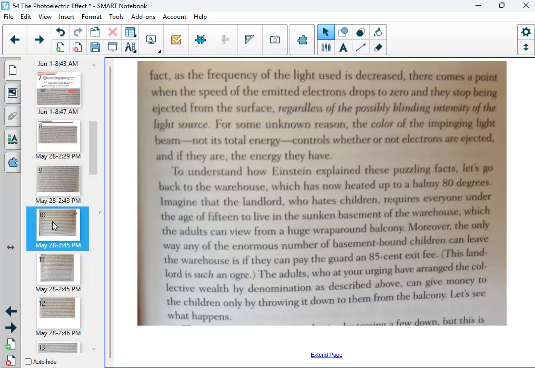The children are the electrons in the atoms, right? Held in the atoms, like being held in the basement or whatever. The adults who, at your urging, have arranged the collective wealth by denomination, as described previously, can give money to the children only by throwing it down to them from the balcony, and let's see what happens.